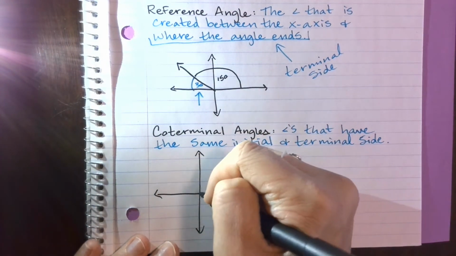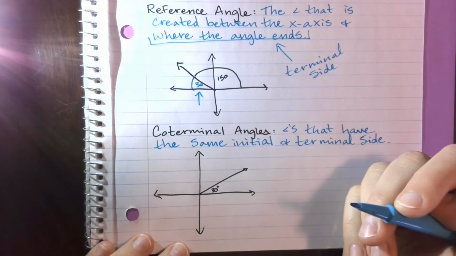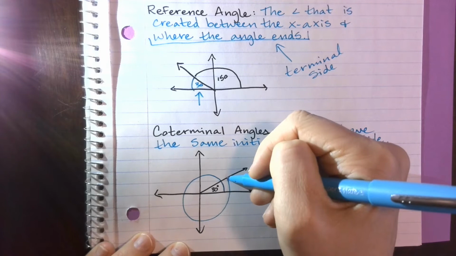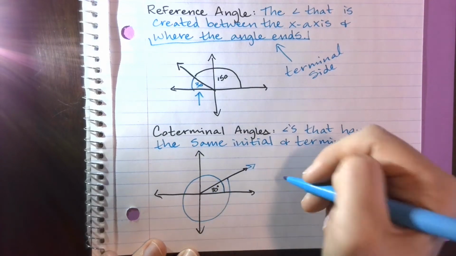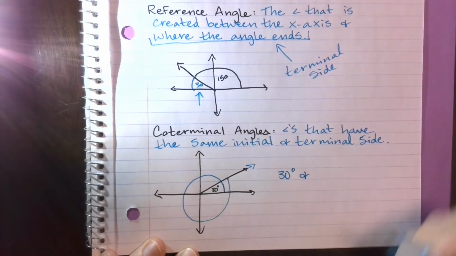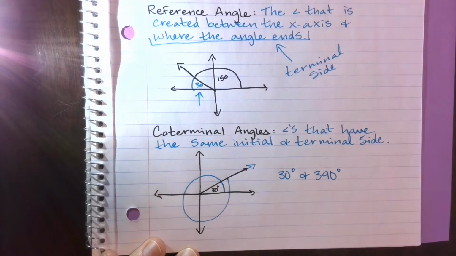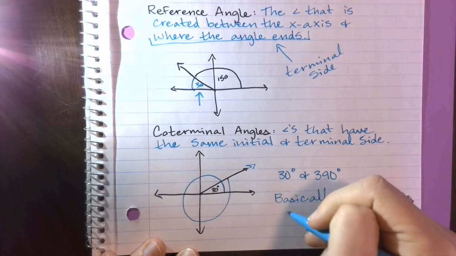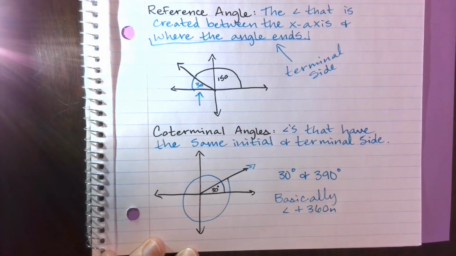So if you had like a 30 degree reference angle, or 30 degrees, something that would be coterminal with that would be an angle that maybe went around the circle once before it ended at that same spot, the same terminal side. So the first one would be 30 degrees. And then the second one, since it went 360 degrees around, it would be 390. So basically, any angle plus a multiple of 360 is going to be coterminal.